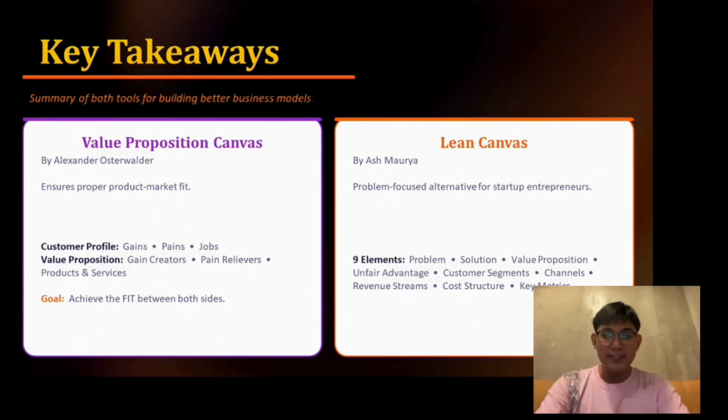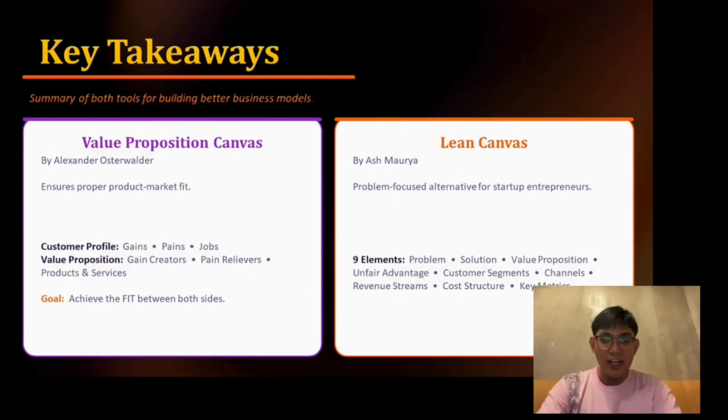For our key takeaways, we have here value proposition canvas and lean canvas. Value proposition canvas was developed by Alexander Osterwalder, as this ensures proper product market fit. We have here the customer profile, which, as discussed a while ago, has gains, pains, and jobs, and value proposition, which is pain relievers, gain creators, and products and services. The primary goal of value proposition canvas is to achieve the fit between both sides.